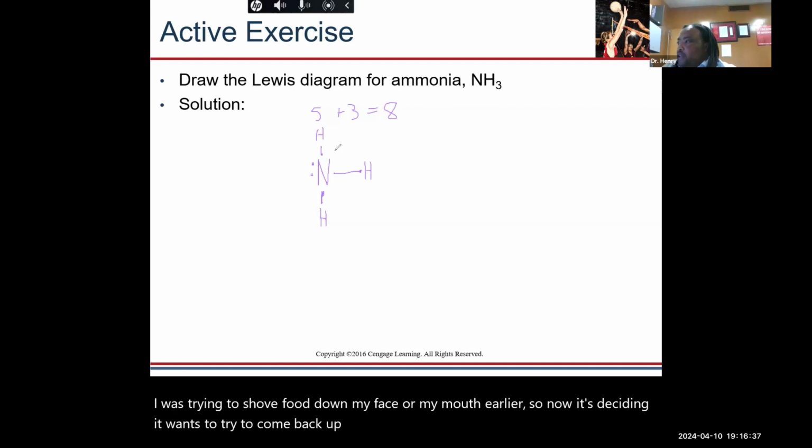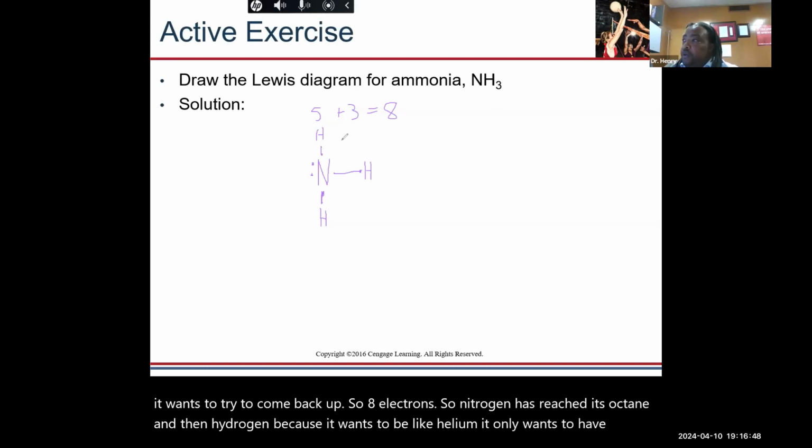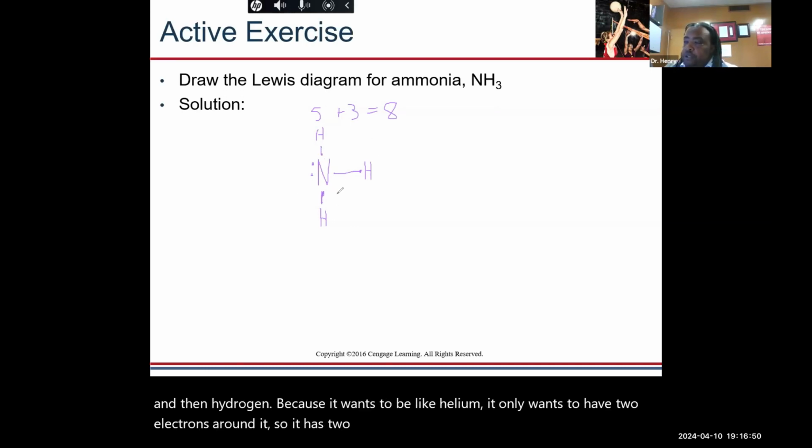So 8 electrons, and nitrogen has reached its octet. And then hydrogen, because it wants to be like helium, only wants to have 2 electrons around it. So it has 2 here, 2 here, 2 here. And then we have a lone pair of electrons.